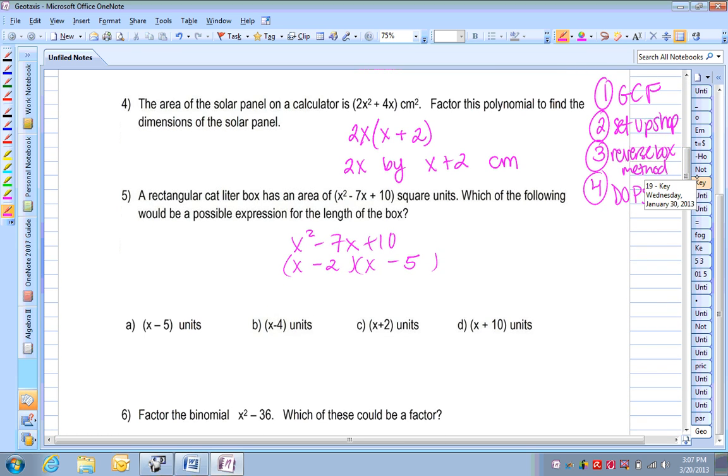Okay, so those are the dimensions of this rectangle. So it's an x minus 2 by x minus 5 rectangle. And when we look at our answer choices, the only option that I see that works is x minus 5. So the answer is A.